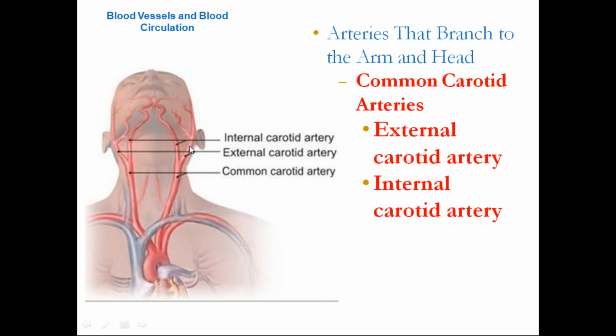The external goes to the face. The internal goes deeply around the vertebrae and then goes up, passing the cranium, going to the brain. So it is the internal carotid artery that gives blood supply to the brain. Okay, so it is the internal carotid artery.